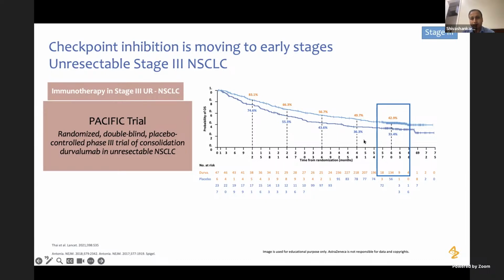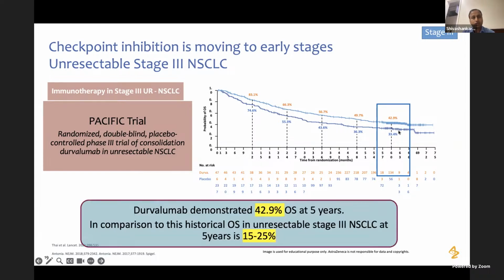So this is updated 5-year data. We can see that even at 5-6 years, there is a clear-cut improvement in overall survival, roughly to the tune of 10 to 11% by addition of durvalumab. In comparison to the historical OS data in unresectable stage 3 lung cancer of 15 to 25%, now we are reaching almost 1 in 2 patients being alive with improvements in the treatment modality in this particular stage 3 lung cancer.